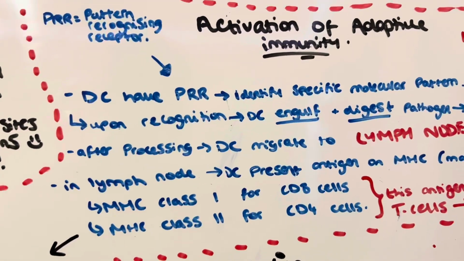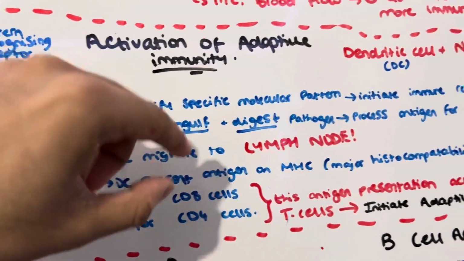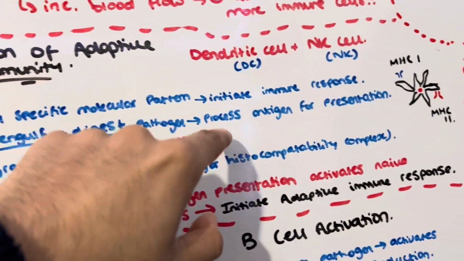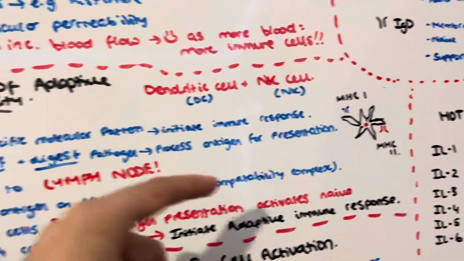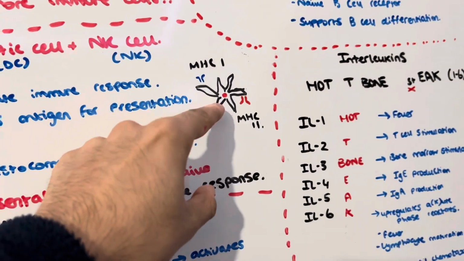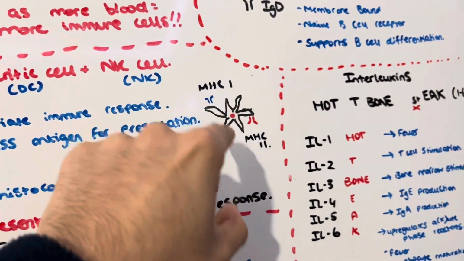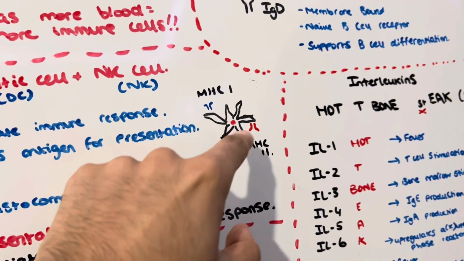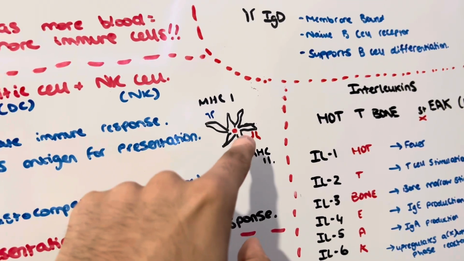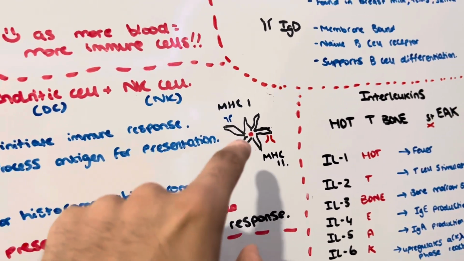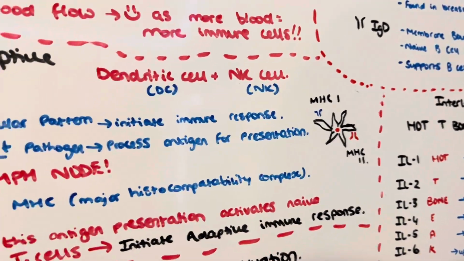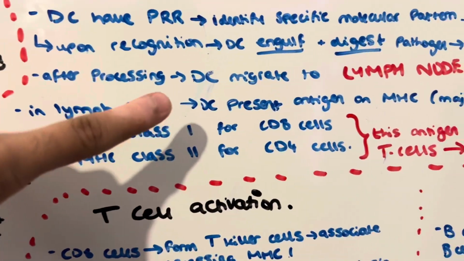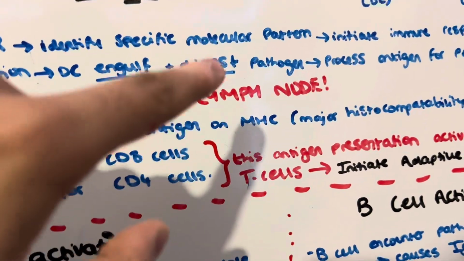Upon recognition, the dendritic cells would engulf, keyword, and digest the pathogen. Massive word here is process. After they've engulfed, so let's say we have a pathogen, the dendritic cell has engulfed this and is digesting it in the middle. Thus, after this, it's processing it. It's processing the antigen for presentation. And now you're probably wondering, where does it present it? Actually, before I get to that, after processing, the dendritic cells would migrate to the lymph node. This is very important.